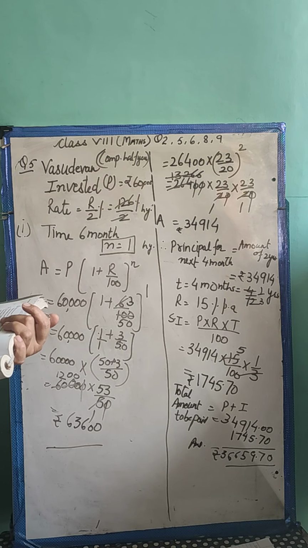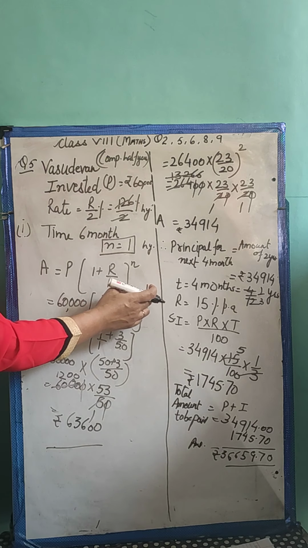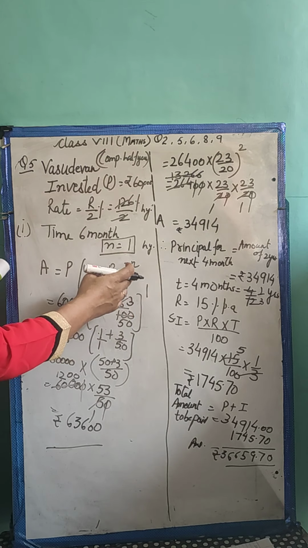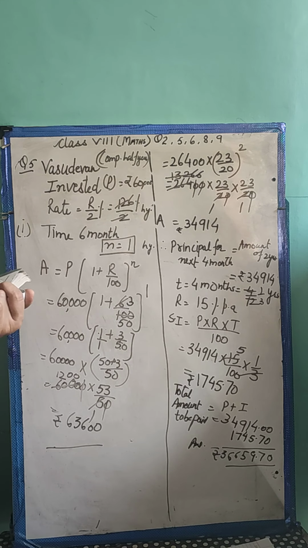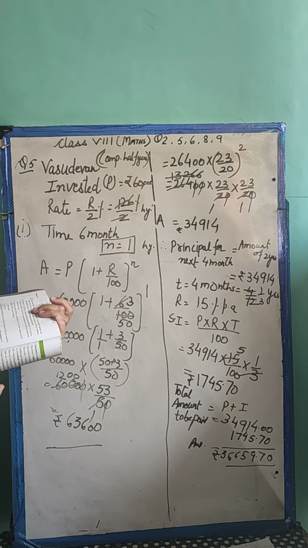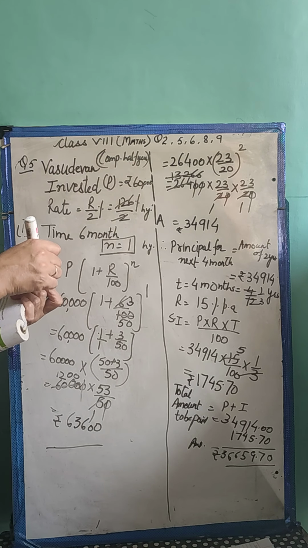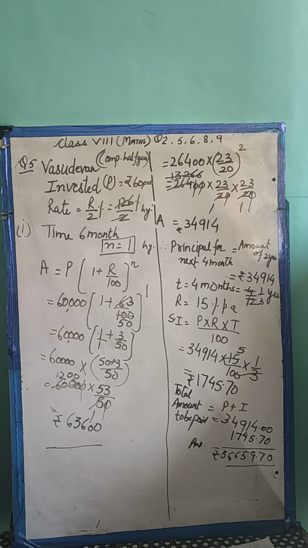Similarly, you can get it for 12 months, that is 1 year. Simply take n equal to 2, because 1 year has how many half years? 2 half years. So you will do it yourself. Complete this much of the questions. I will explain question numbers 6, 8 and 9 in my next video. Do it. Thank you very much.